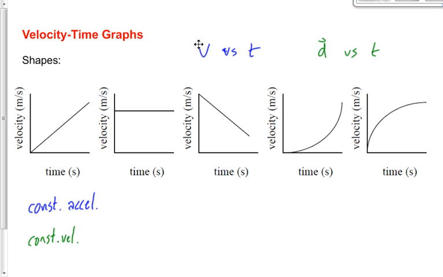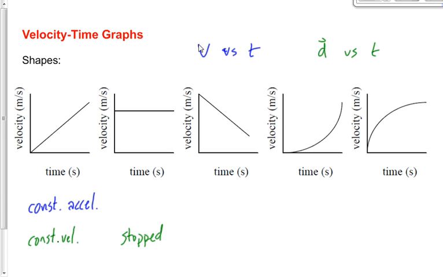Second one, if that was a position versus time graph, what would it mean? Yeah, it would mean it was stopped. Now, of course, that's not what we have here. But if it was a position time graph, then it would mean that it stopped. The velocity time graph, though, what does it mean? I'm not asking you to remember this. I'm asking you to look at it and figure it out. What does it mean if it's a velocity time graph?